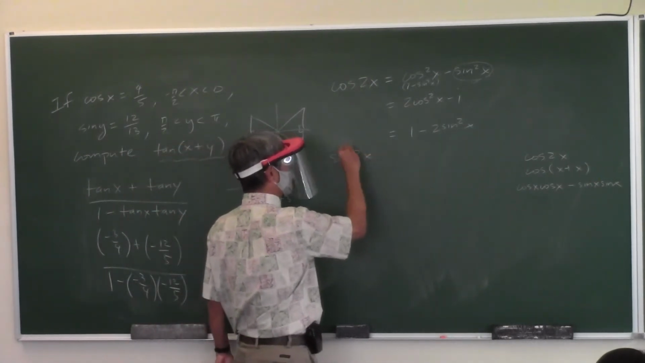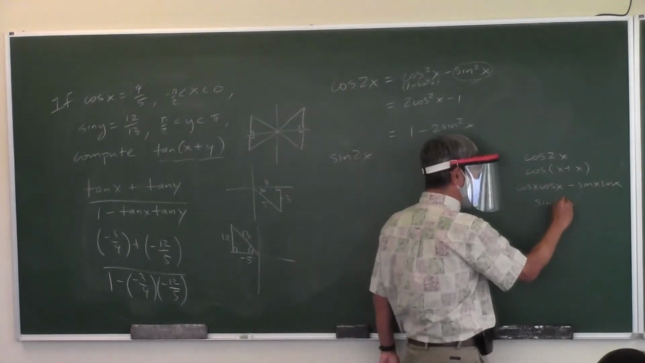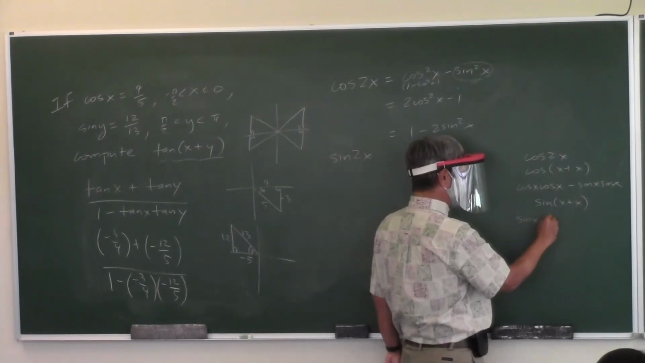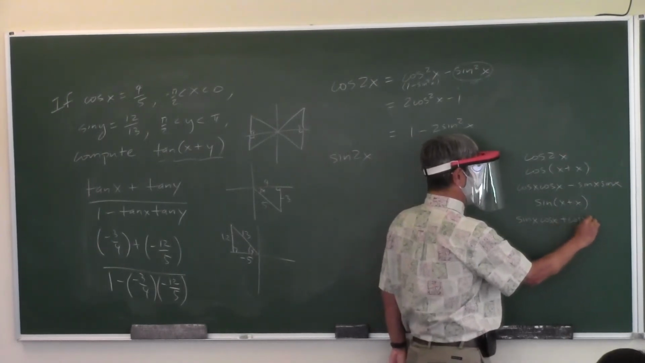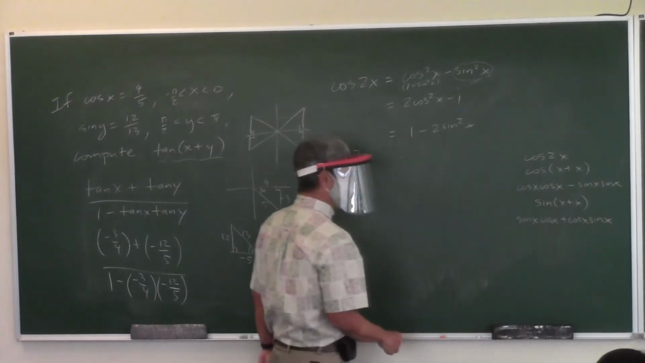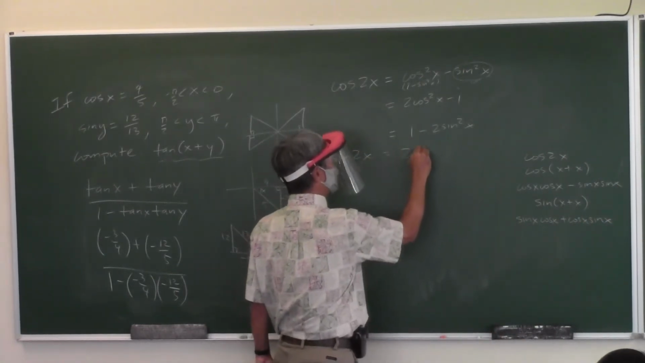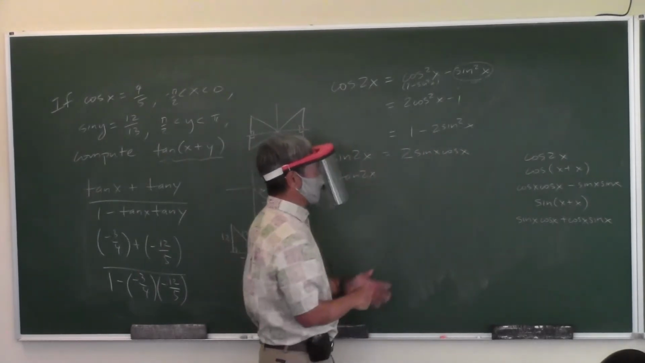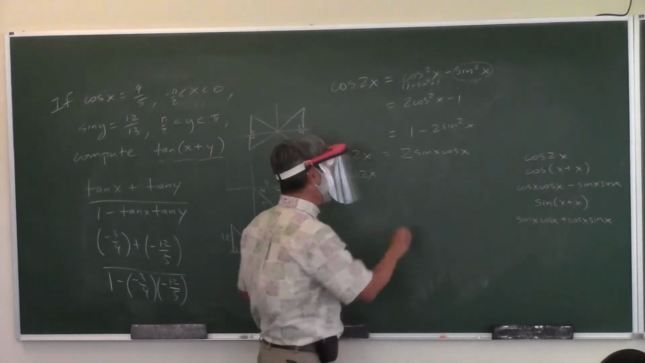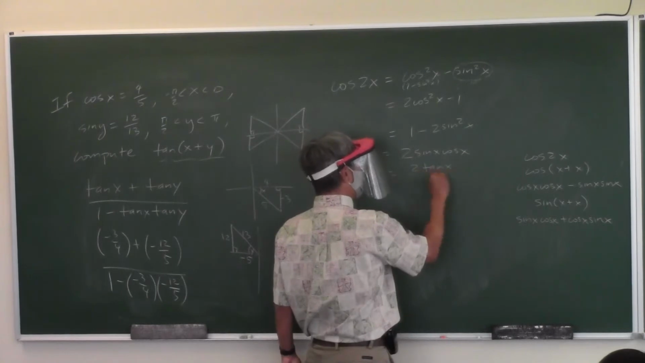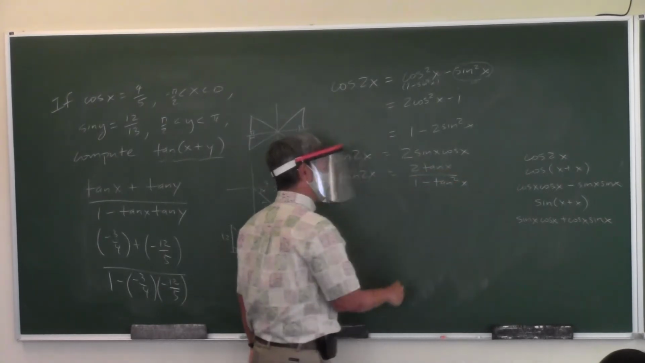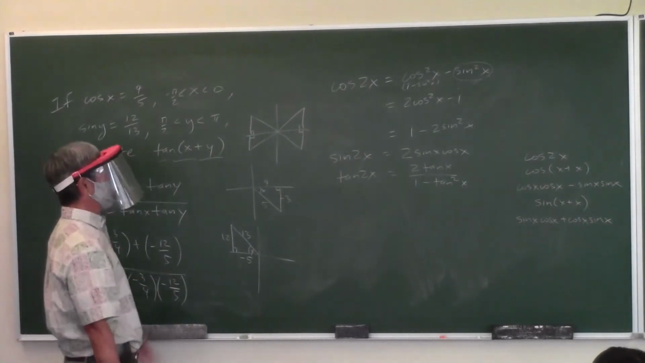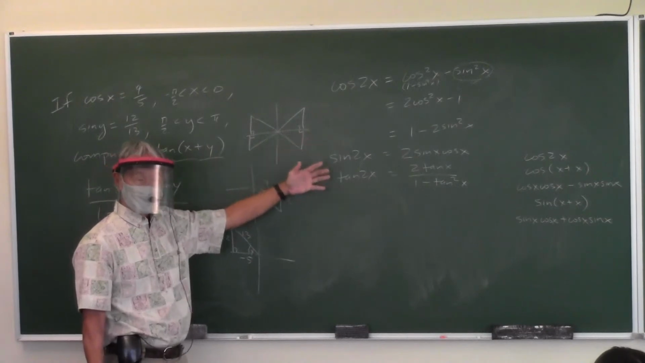Sine 2x, same thing. You would go sine x plus x. Apply the identity. Sine of the first, cosine of the second, plus cosine of the first, sine of the second. Same thing plus same thing is 2 times that. And tangent 2x, you can do the same thing. Just go tangent x plus x, and you will get 2 tangent x all over 1 minus tangent squared x. I don't want to derive all of them. The main thing is I want to show you how to do problems. Okay, so these are called the double angle identities.